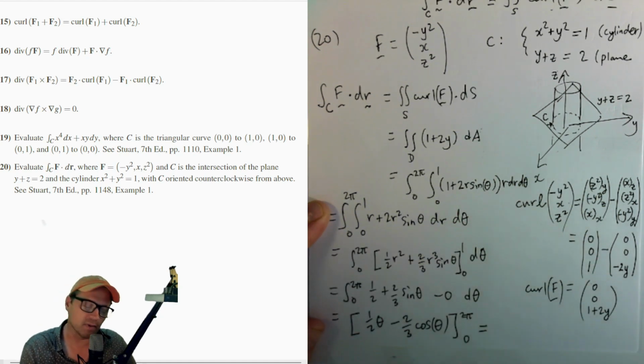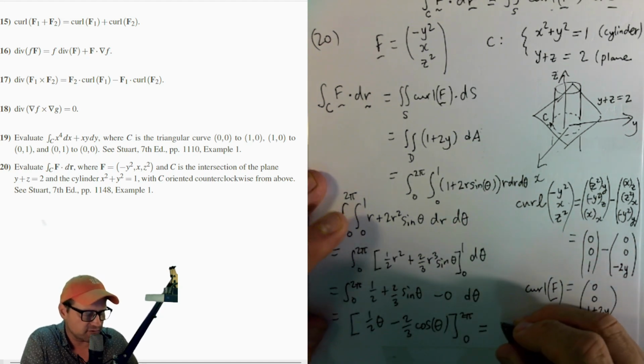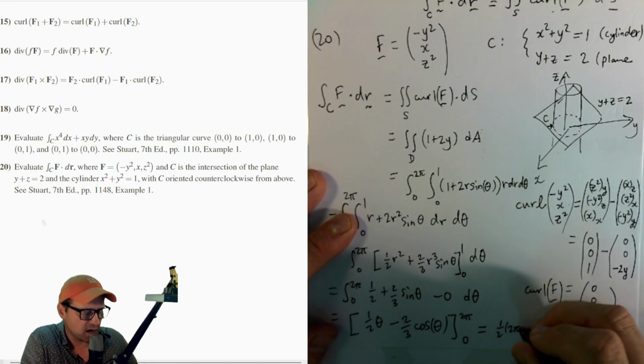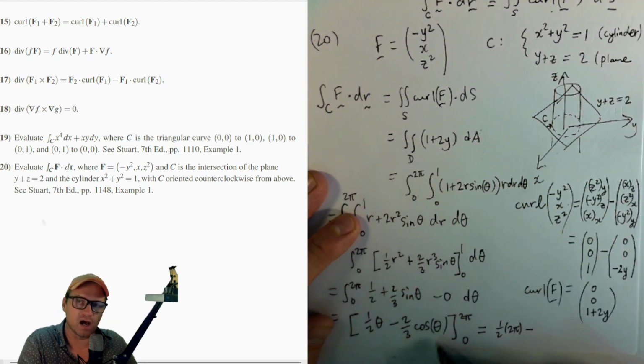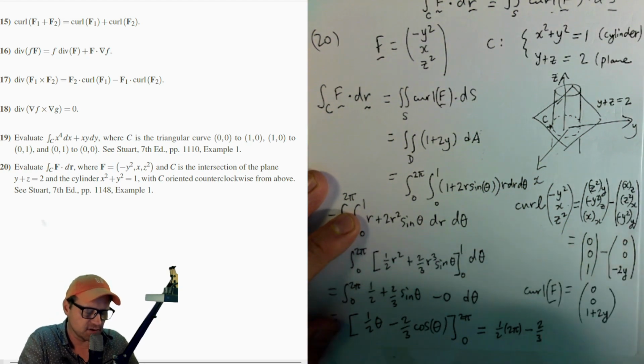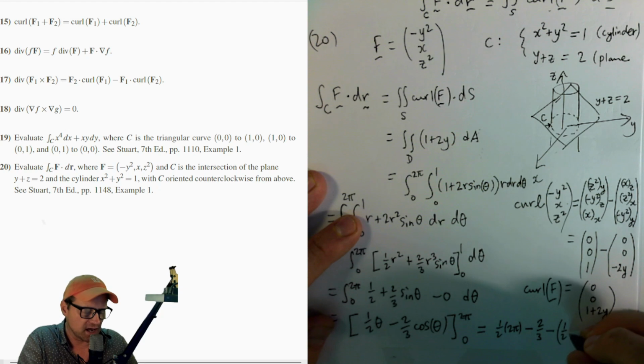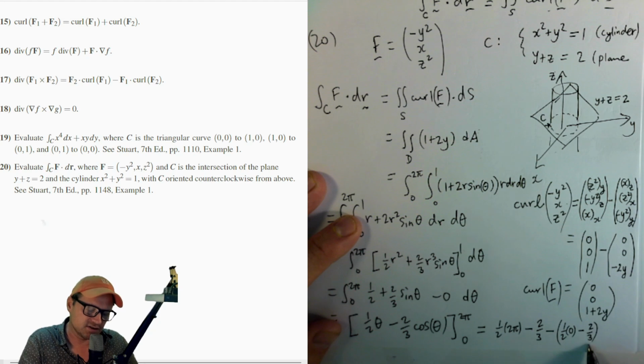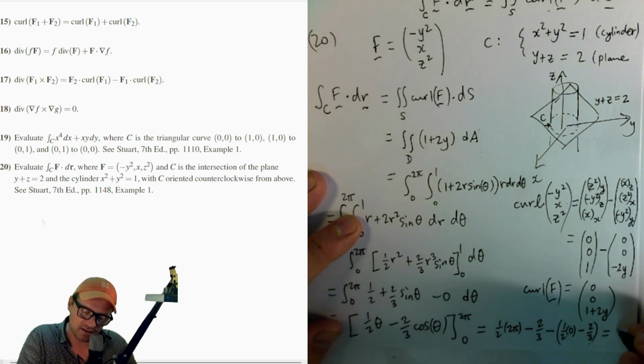And so now we sub in 2 pi, and 1/2 of 2 pi is just pi. So we get cos of 2 pi being 1, so minus 2/3. And then we subtract 1/2 of 0 minus 2/3 cos 0. Cos 0 is 1, so minus 2/3. Now these 2/3 will vanish because this is a plus 2/3, this is a minus 2/3, and this is a 0. So we just get pi out of this, and we're done.